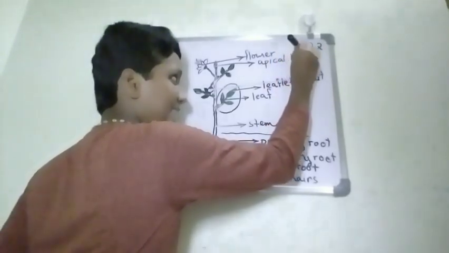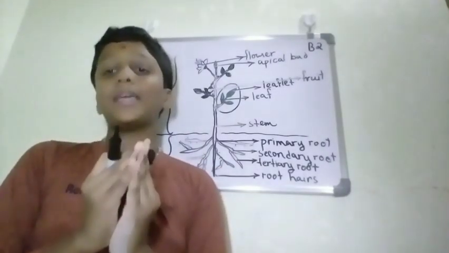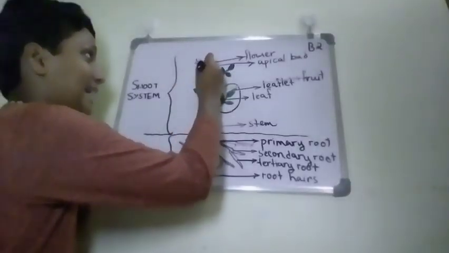The apical bud helps in creating flowers. The apical bud is the early stage of a flower. It helps in creating flowers.